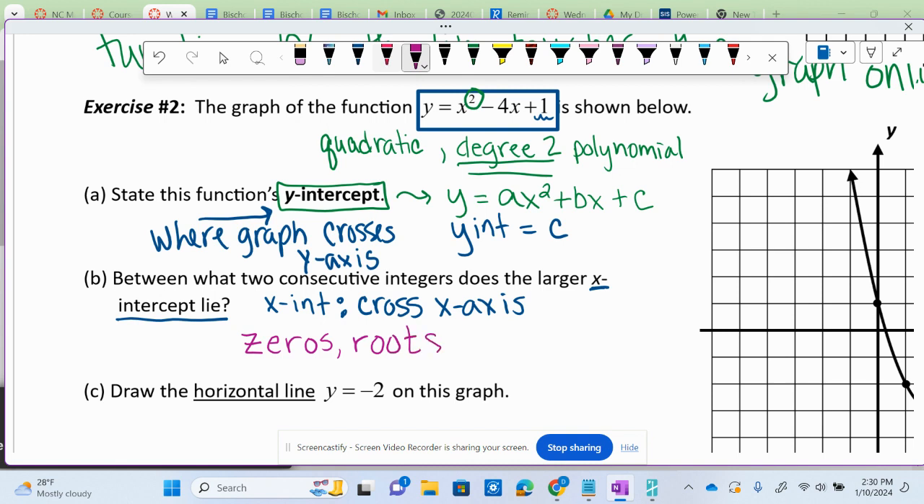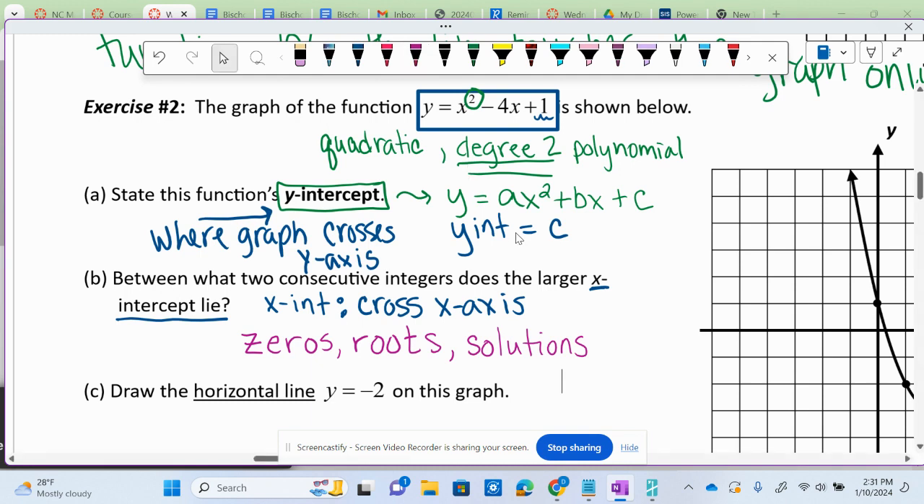Sometimes they're called the roots of the function, and sometimes they're just called the solutions of the function. They all have the same meaning. The x-intercept is also called a zero, a root, or a solution. Well, that's pretty confusing. Why does one thing have 4 different names? I don't know. I think that that's ridiculous, but it does.